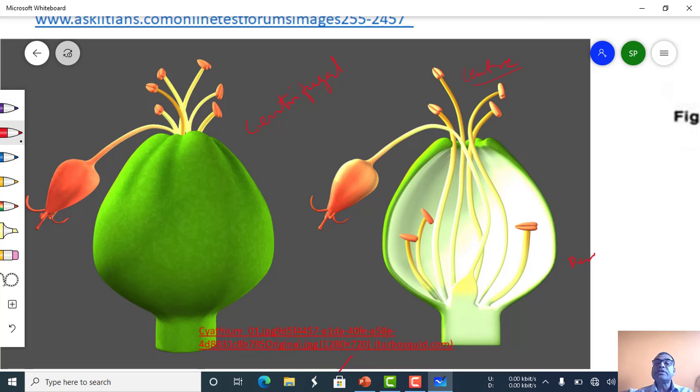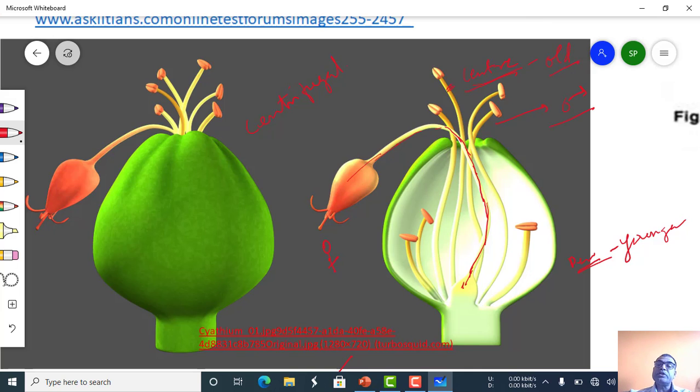In other words, central flowers are older ones, while the peripheral flowers are younger ones. If you see here, this one flower, let me show you. This flower, which is present in the center, is the oldest flower and is a female flower. And this female flower is surrounded by the male flowers in a centrifugal manner.